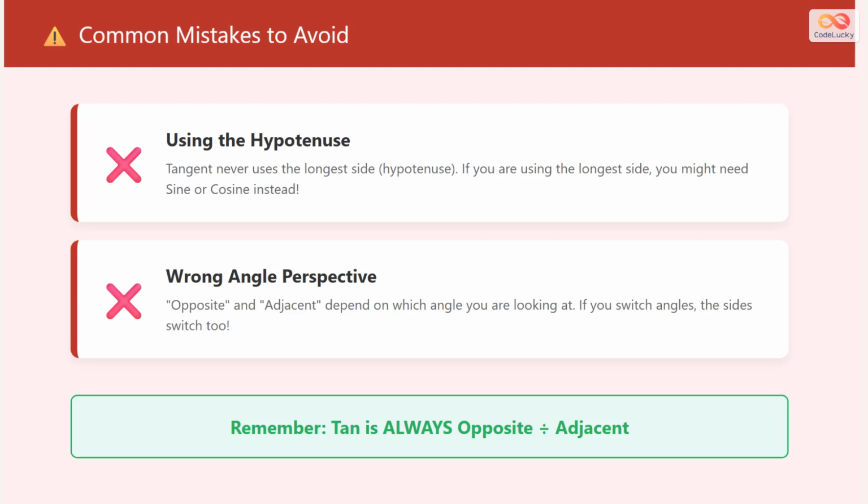Be careful of these common mistakes. Never use the hypotenuse for tangent. That is for sine or cosine. Also, remember that if you change which angle you are looking at, your opposite and adjacent sides will swap places.